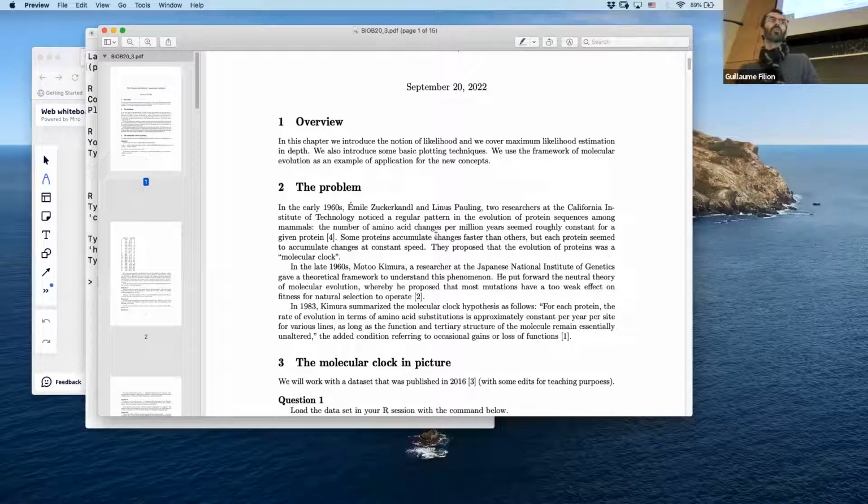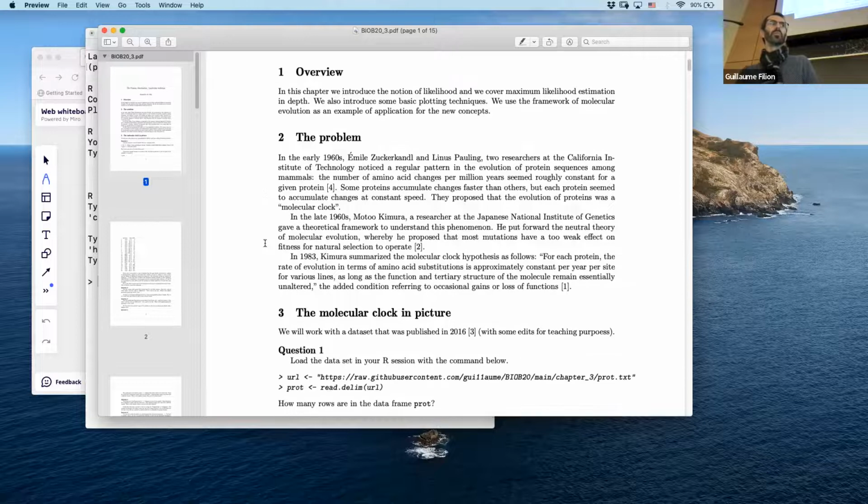Some proteins accumulate changes faster than others, but each protein seemed to accumulate changes at a constant speed. They proposed that the evolution of proteins was a molecular clock. And so the idea is that of a molecular clock in the sense that over millions of years, you can use a protein, or more specifically the sequence of a protein, to tell you how much time has passed. So you can reverse the process. Instead of saying, we're going to use time to predict the number of mutations, you can say we're going to use the number of mutations to know how much time has passed. That's why it's called a clock.